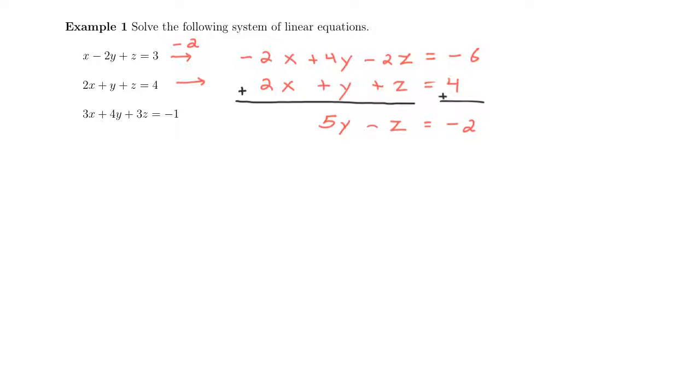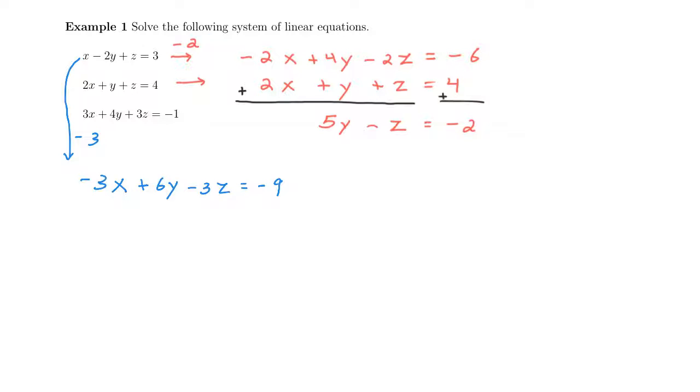So the x's are gone. I have a y and a z. I would like a second equation now with just y's and z's. So again, the way I'm going to do that is I'm going to multiply the first equation by -3 and add it to the third equation. So I'll do that off to the side. Let's see what we get. So again, multiplying this by -3 is going to give me -3x plus 6y minus 3z is equal to -9.